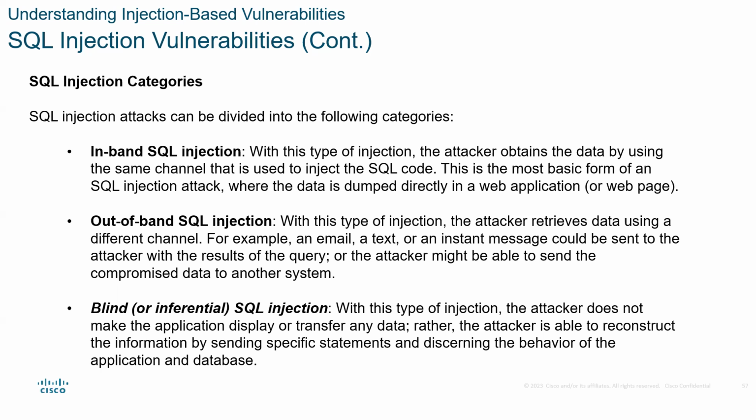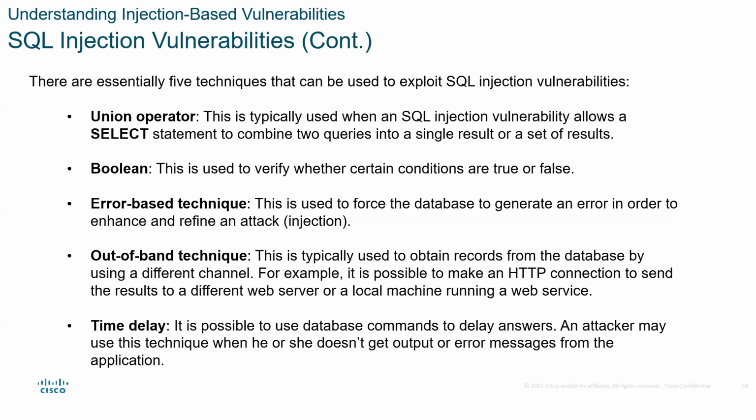Then there's blind, or what we call inferential. In this type of injection, the attacker does not make the application display or transfer any data. Rather, the attacker is able to reconstruct whatever information it has intercepted, and to send specific statements and then discern the behavior of the application and database. Typically, these are all part of logic flow flaws. I understand that a client is interacting with the web application service, and these are the kinds of things they converse. So I'll just mimic and attempt to get them to submit.